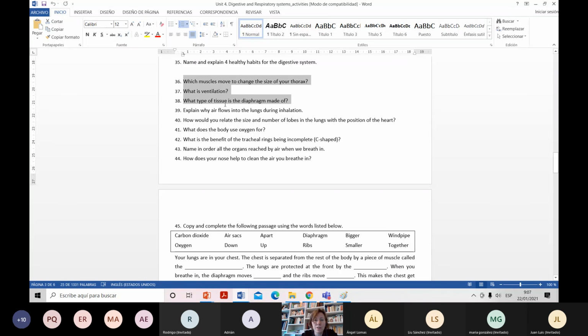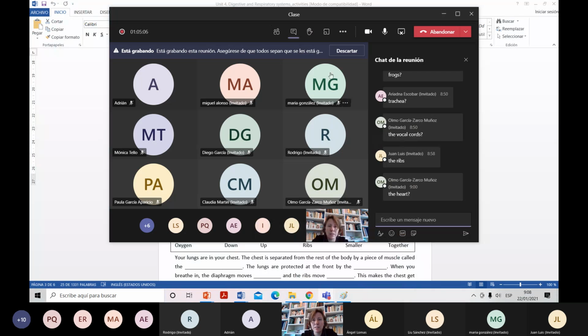Bueno, the first three in the respiratory system. Muscles that move to increase the size of your thorax, just the name of the muscles. What is ventilation, a definition, and which type of tissue is the diaphragm made of. Very easy activities. Any doubt?